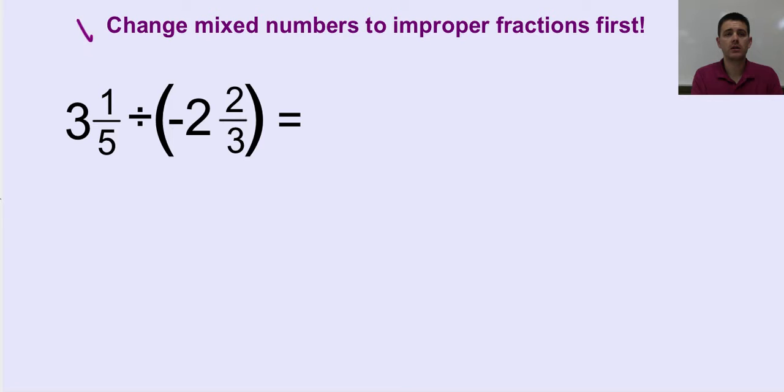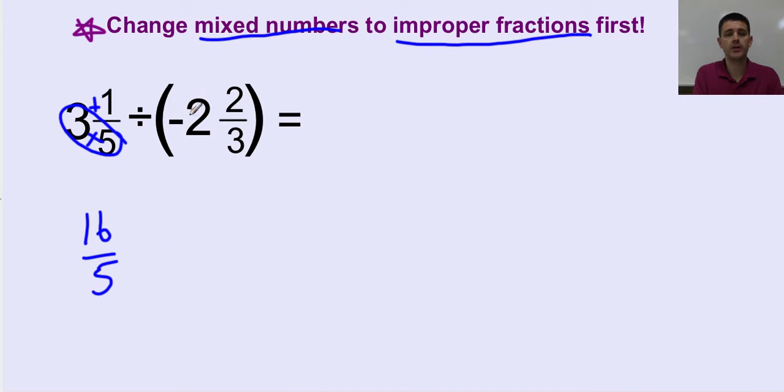Last one. This should be coming back to us a little bit. Remember, we want to change the mixed numbers to improper fractions first before we worry about anything else. So, whole number times the denominator plus the numerator. 3 times 5 is 15, plus 1 is 16 fifths. 2 times 3 is 6, plus 2 is 8 thirds. A negative is going to come along.